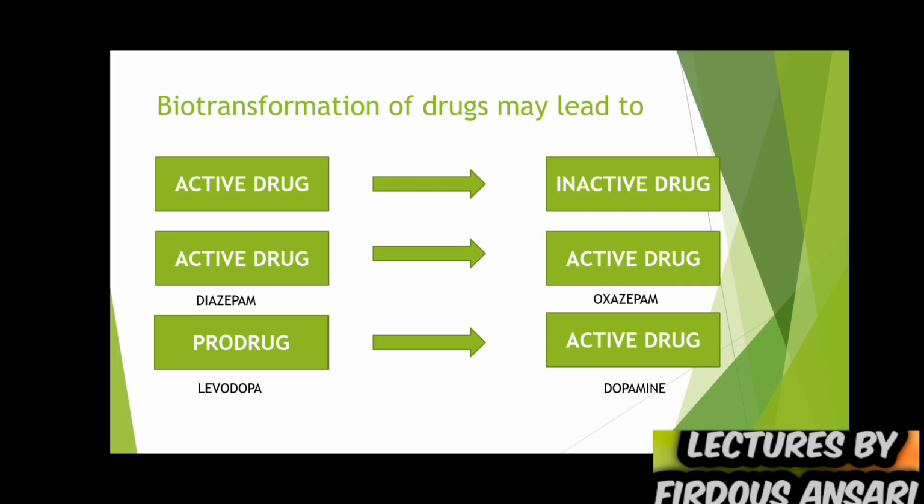And you should not get confused over this example with the second category, that is active drug converting into another active drug. Here diazepam is converted into oxazepam. Diazepam is not a prodrug, it is an active drug. But here levodopa, it is a prodrug. So there is a possibility that an active drug gets converted into another active drug, or an inactive drug, or you can say a prodrug, gets converted into an active drug. So we have got three possibilities that may occur because of biotransformation taking place inside our body.